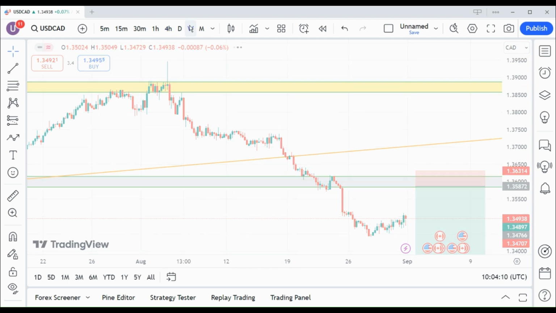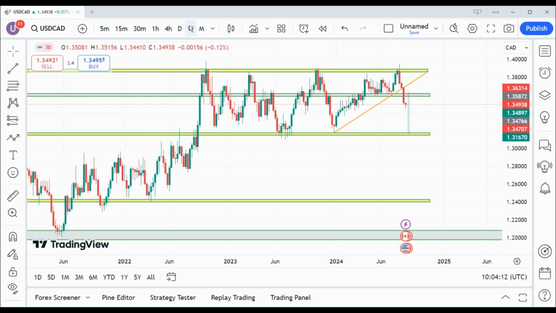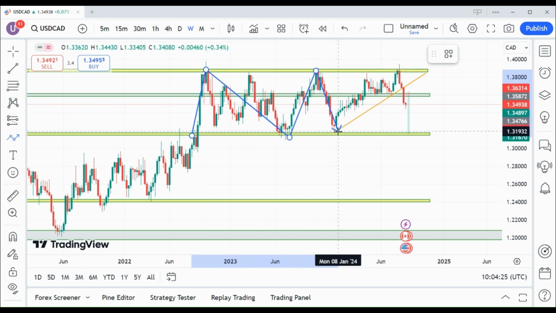USDCAD. USDCAD on a weekly time frame is ranging. How do I mean? You can see the market move from this zone to this zone, to this zone, to this zone, to this zone. And where is it going now? It's moving back. So on a weekly time frame on USDCAD, the market is doing what? Ranging. The question is, the price is already falling down, breaking below this zone.